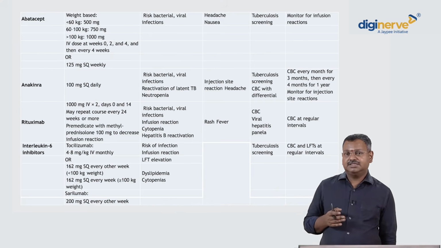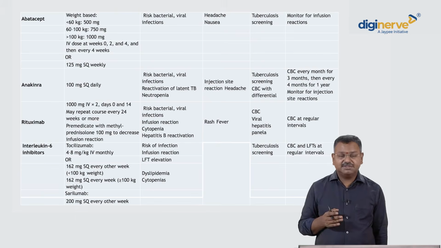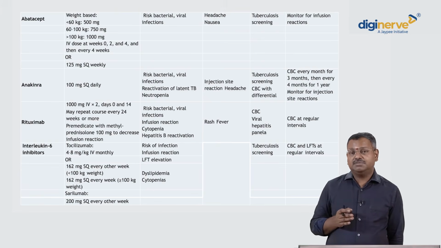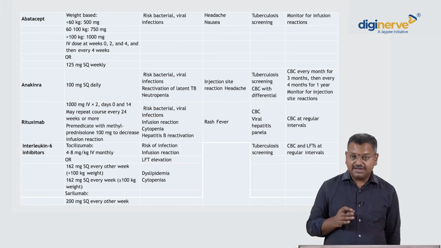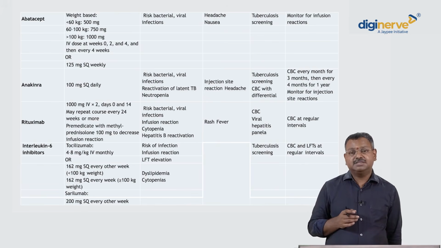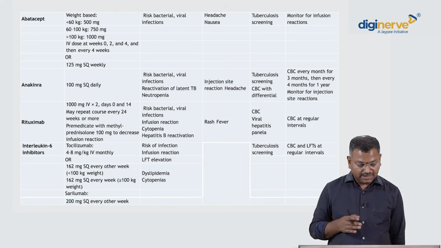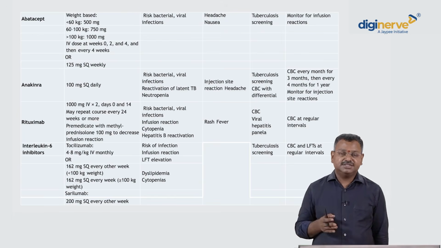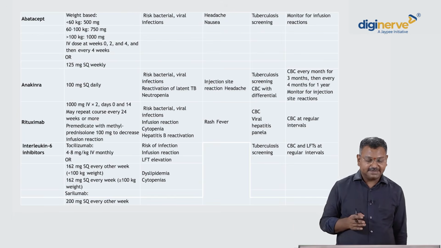With them, the chance of lymphoma, especially with infliximab, has been reported, however not proven. Adalimumab is 40 milligrams subcutaneously every alternate week. Golimumab is 50 milligrams once monthly, and certolizumab is 400 milligrams at 0, 2, 4 weeks and later 200 milligrams every other week. Chances of infection; tuberculosis screening is mandatory.